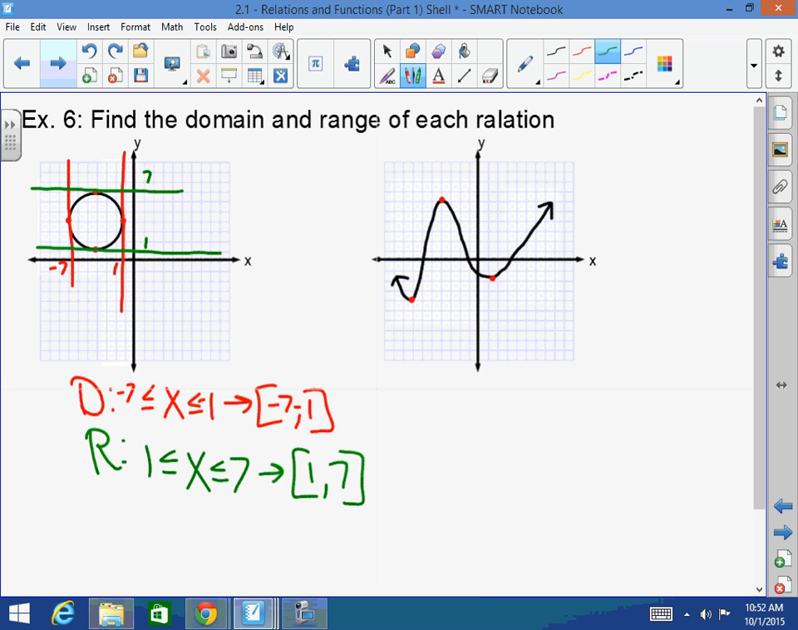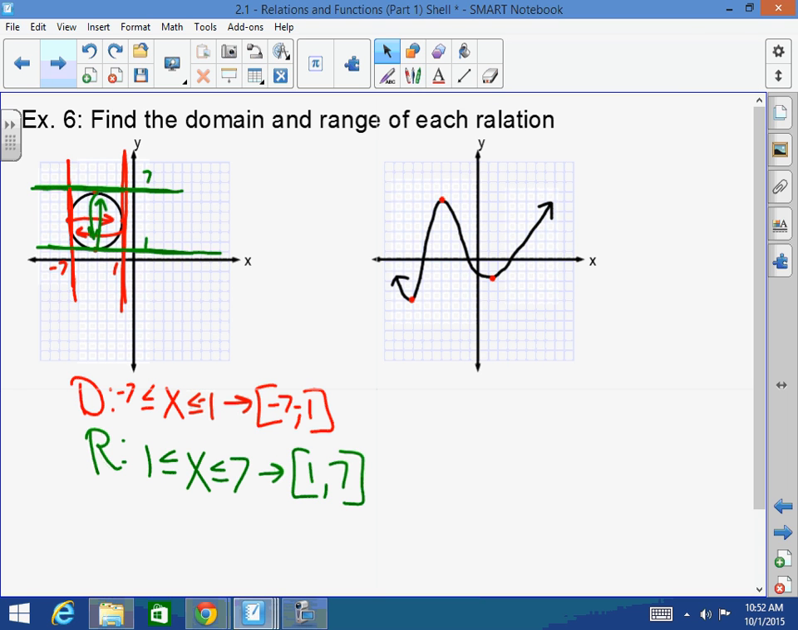Well, my brother, if I'm between negative 7 and 1, x is greater than negative 7, but less than 1. It's in between. For the range, it's between 1 and 7. That means it's greater than 1, but less than 7. Does that make sense, my brother? Are you sure? Now's the time to ask, guys. There's no shame here.